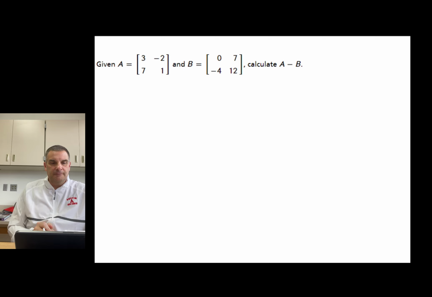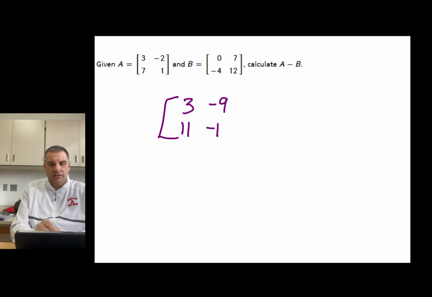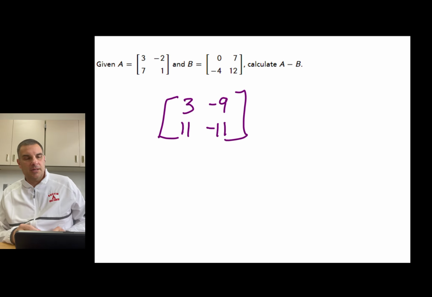And then the last one, given those two, calculate A minus B. 3 minus 0 is 3. Negative 2 minus 7 is negative 9. 7 minus negative 4 is 11. And 1 minus 12 is negative 11. So there it is.